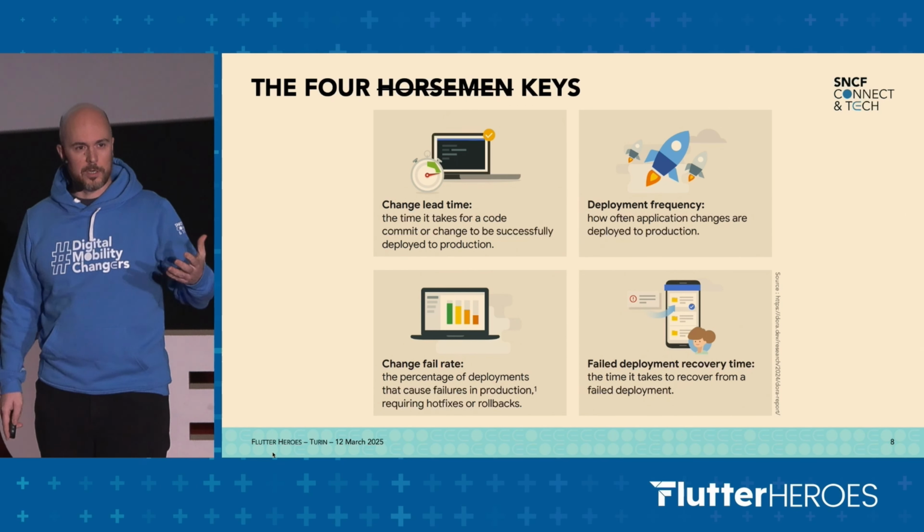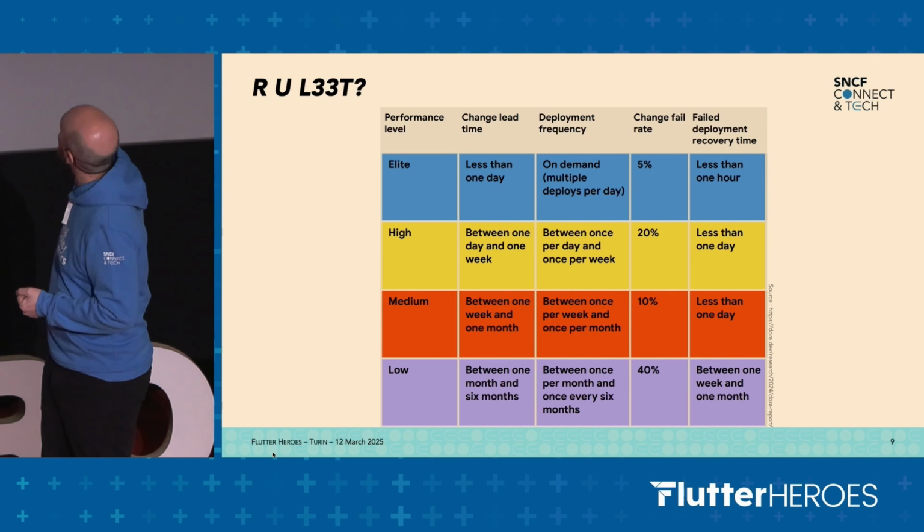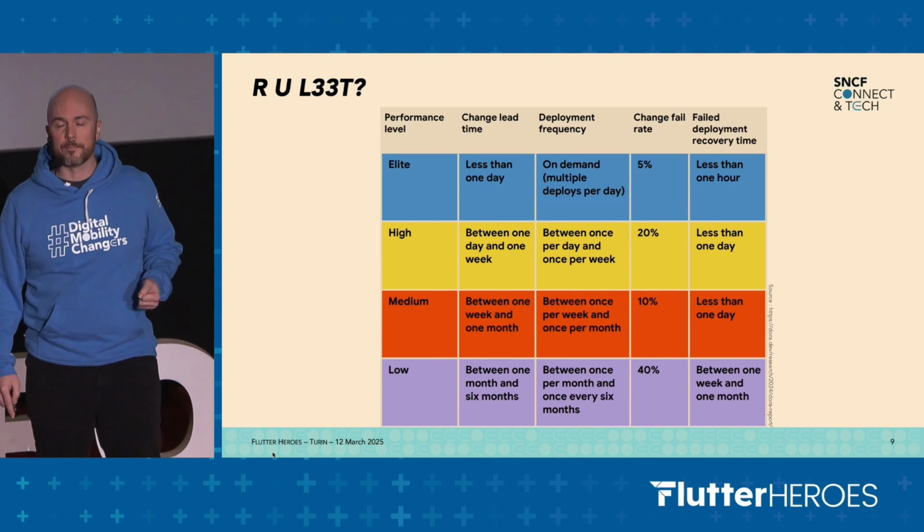It even goes further, and you can use the research data collected to categorize and have a benchmark, and you can benchmark yourself depending on those metrics. For instance, the best performers, they release several times a day. It takes them less than 1 day to release, to push to production. Their failure rate is lower than 5%. And in case of a problem, it takes less than 1 hour to recover.